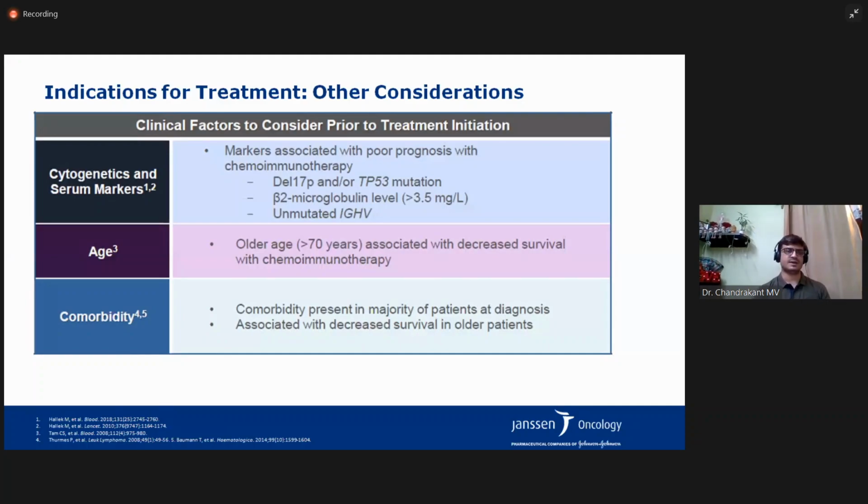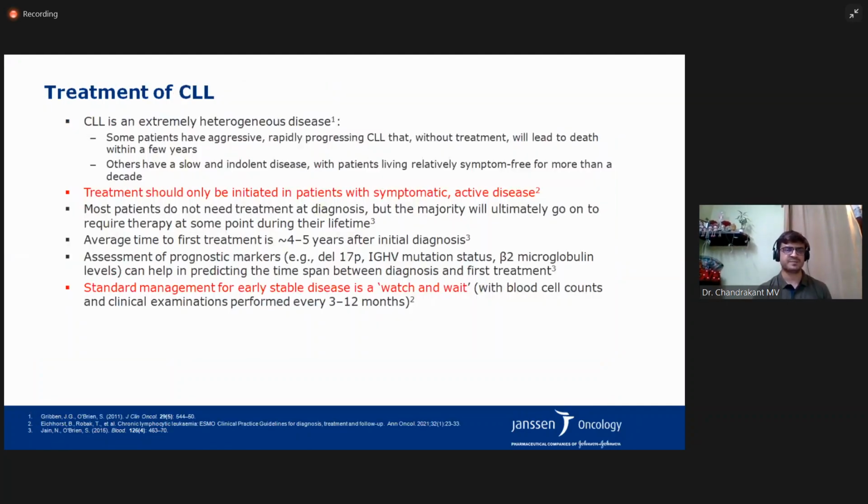So if you look into the cytogenetics and serum markers, these are the markers we have. We usually do cytogenetics, we do beta 2 microglobulin, and we look into the IGVH, and look into the age and the comorbidities. These are important factors before we venture on to treatment.